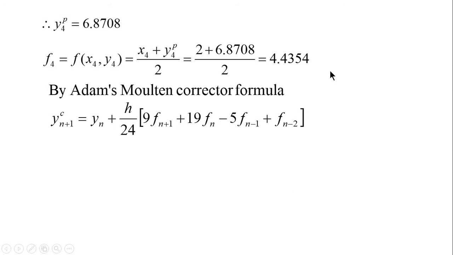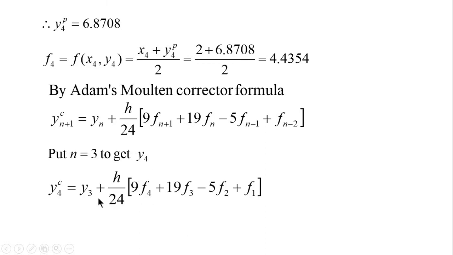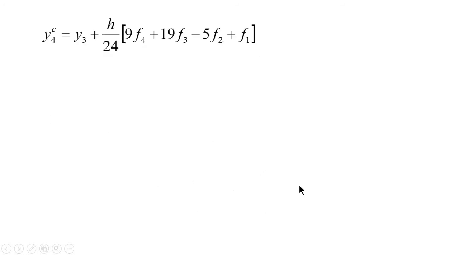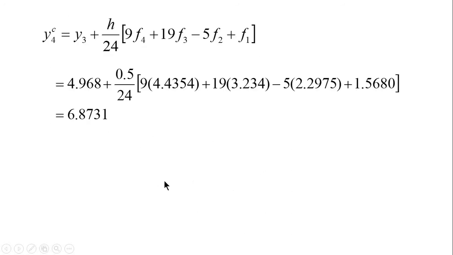Now let us use the corrector formula. This is our corrector formula. Now to get y4, we need to put n equal to 3. See, already we have predicted y4 using the predictor formula. Now we are going to correct the same value y4 using the corrector formula. So put n equal to 3 and let us substitute all the values: y3, f4, which we have just now found out as 4.4354, f3, f2, f1. So we get our corrector value.